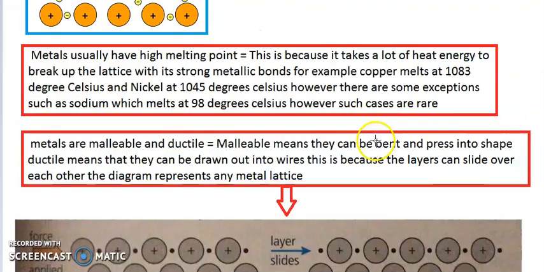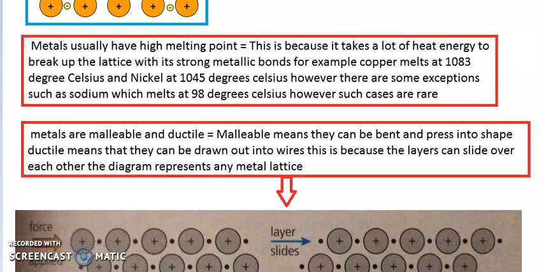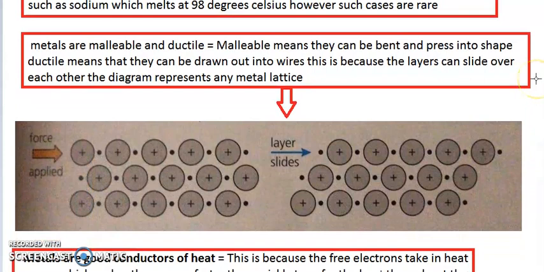Back to the topic. So we've done this. Now metals are malleable and ductile. The term malleable means they can be bent and pressed into shape. This is useful for making, for example, car bodies, because when you have to shape a car, you have to bend the basic structure in order to make a good design, right? Ductile means they can be drawn out into wire. This is usually used in the case of copper, where electric wires are made. The reason both of these things can be done is because the layers can slide over each other.